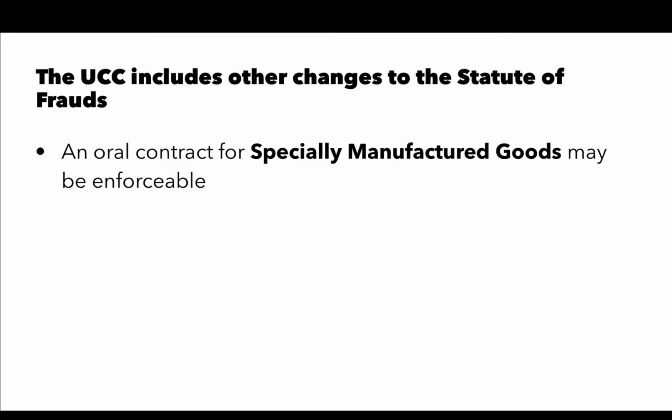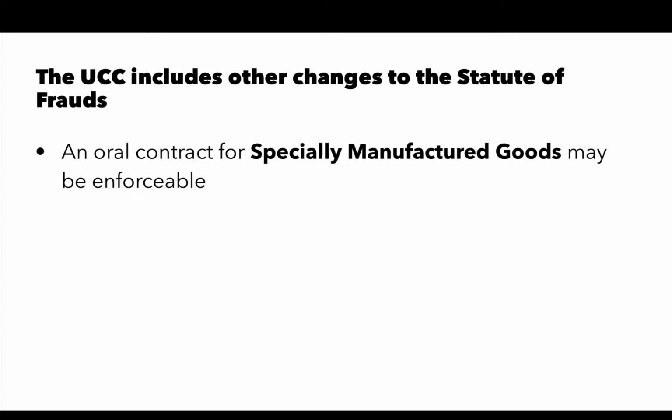The UCC includes certain other changes to the Statute of Frauds. An oral contract for specially manufactured goods may be enforceable. Specially manufactured goods are goods that are not being bought off the shelf, that are not already produced, but instead were produced specifically for this agreement. And the belief is that we can enforce an oral contract for specially manufactured goods because the manufacturer would not have produced those goods without some assurance that there was an intent to be bound.